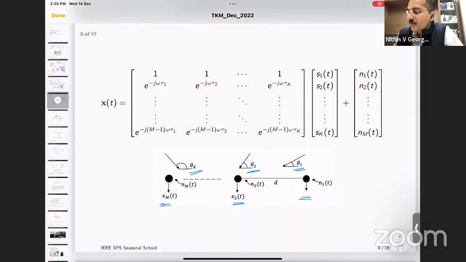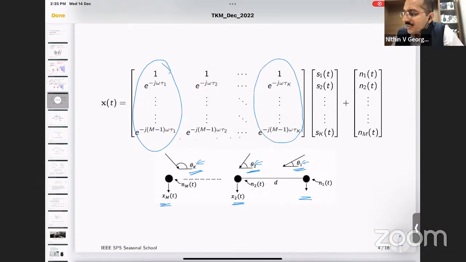Okay. Now, if I go for multiple sources, each source has some theta 1, some theta 2, etc. theta k. So each source will create what? One vector, which is the steering vector. Like that, how many such steering vectors are there? K such steering vectors are there. Okay, so one source is creating one steering vector.